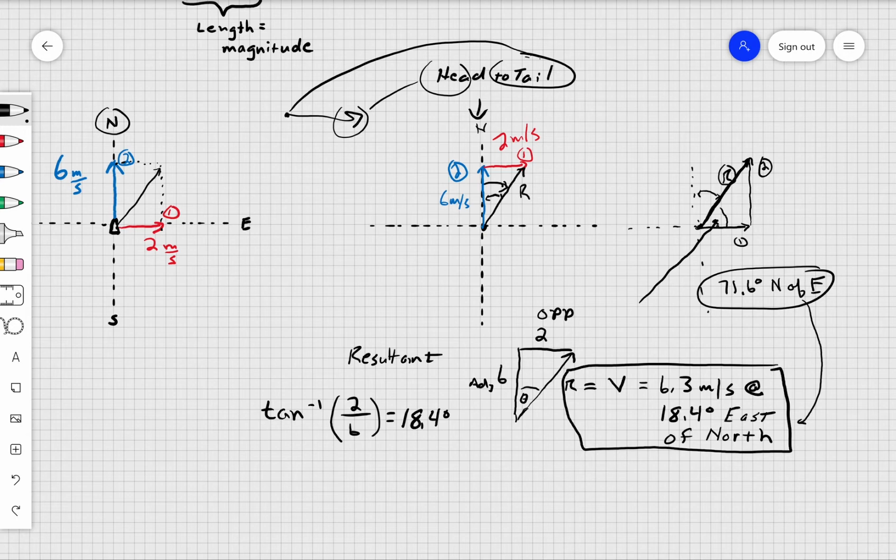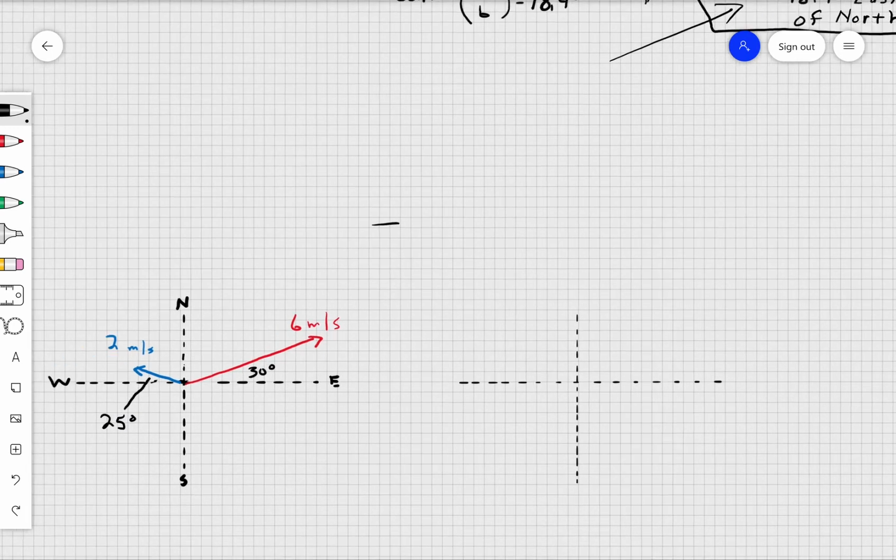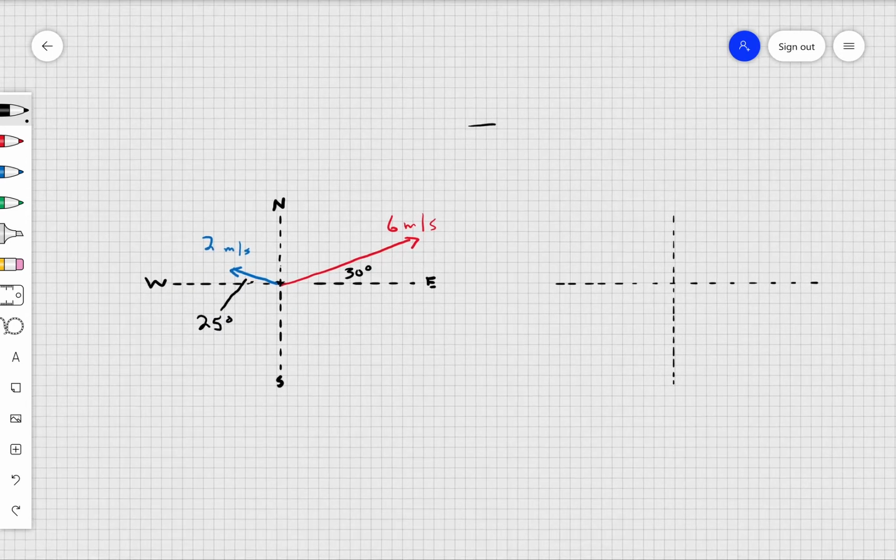So we just added two vectors. We had two velocity vectors, and we added those vectors to find the resultant, right? Which in this case, they were velocity vectors, so we found the actual velocity of the boat here. Now, let's take a look at an example where the vectors are not on a primary axis.